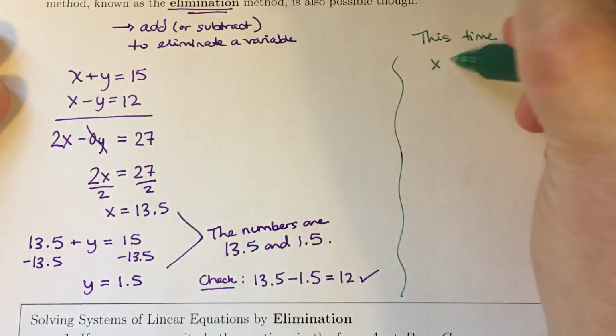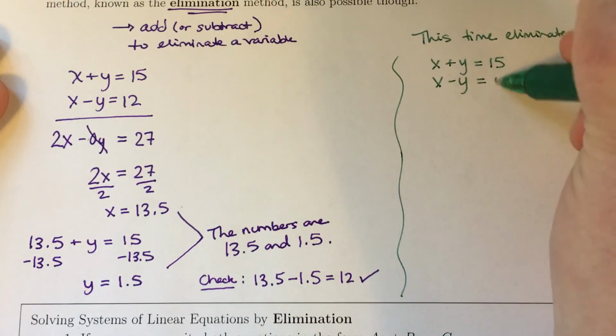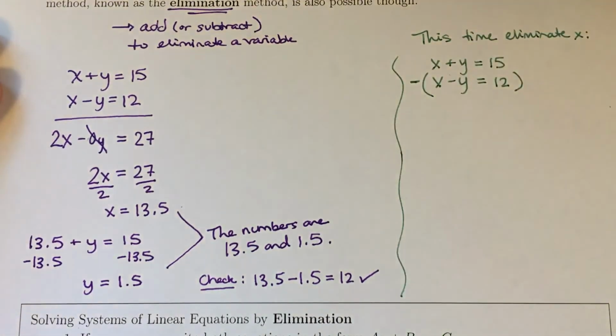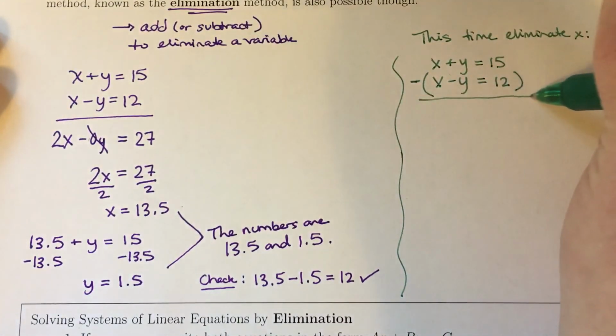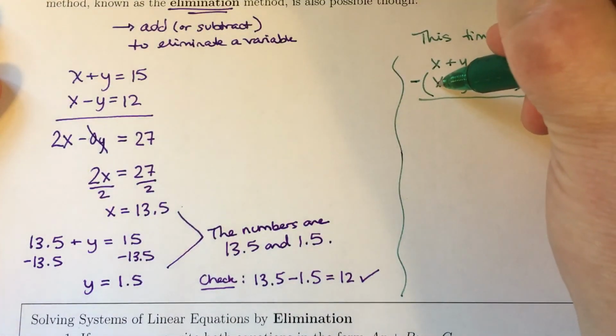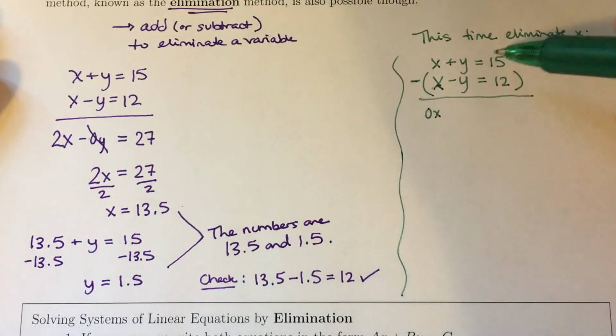So let's start over. X plus y equals 15. X minus y equals 12. And this time, instead of adding the two equations, I want to subtract. And as long as I do it to both sides, I'm totally allowed to do whatever I want. So I want to subtract both sides. X minus x is 0 x's.